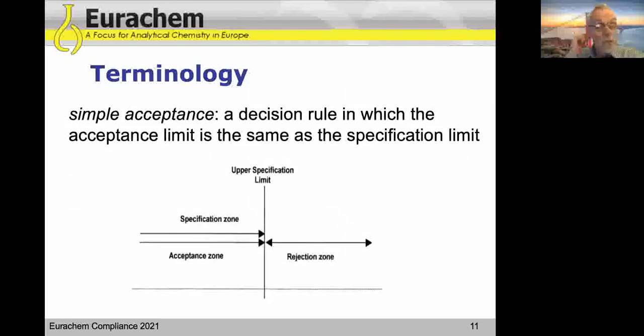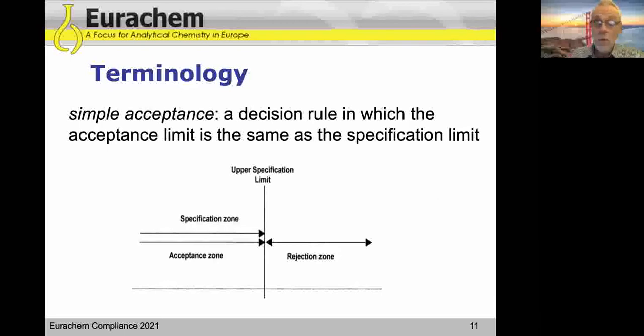We can also have what we call simple acceptance, or shared risk. And that says we just take the specification as it is. This has been used a lot. For example, when we at RISE control the petrol pumps, we use this. We see that we have a good measurement of the volume of the petrol with a very low uncertainty, and we just use simple acceptance.